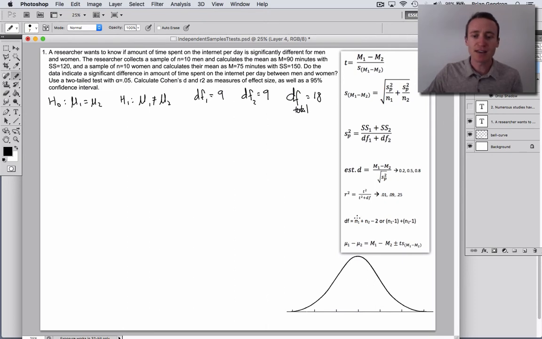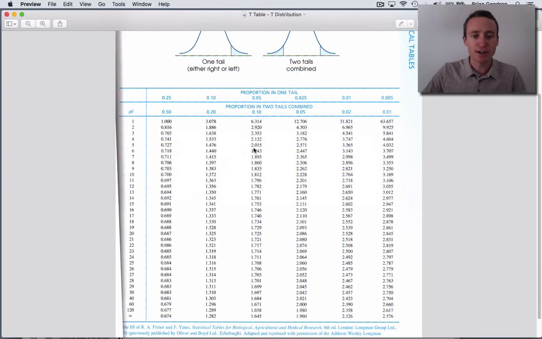You can think about it as using this formula right here. Take the degrees of freedom for each group and add them together, or the number of people in group 1 plus the number of people in group 2, 10 plus 10 minus 2. Either way, you get 18. And we're doing a two-tailed test with alpha of 0.05. So let's go ahead and find our critical value.